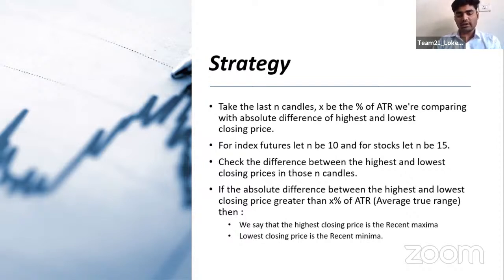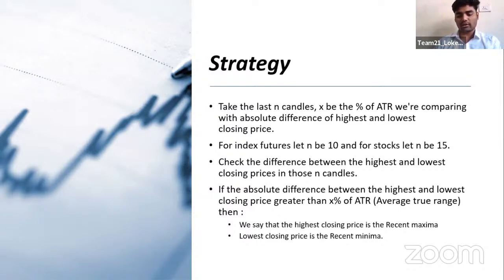Again, I am not mentioning any time frame here, because this strategy works on most time frames. It works better on the longer time frames like weekly and daily, but it also works on 15 minutes. So the strategy goes like this: check the difference between the highest and lowest closing price in the last 10 candles, and if the absolute difference between them is greater than X%, we say that yes, this is a valid recent maximum.